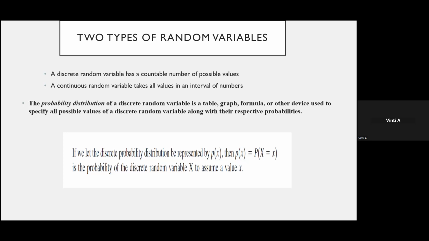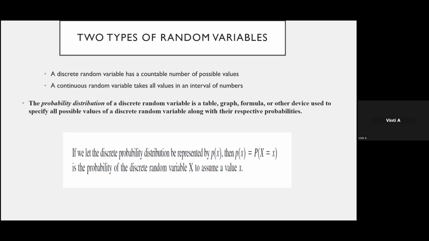Always remember that the total sum of the probability in whatever case will always be equal to 1. The probability distribution in a discrete random process has a countable number of possible values, whereas a continuous random variable takes all values in an interval of numbers. This is the basic difference between a discrete random variable and a continuous random variable.